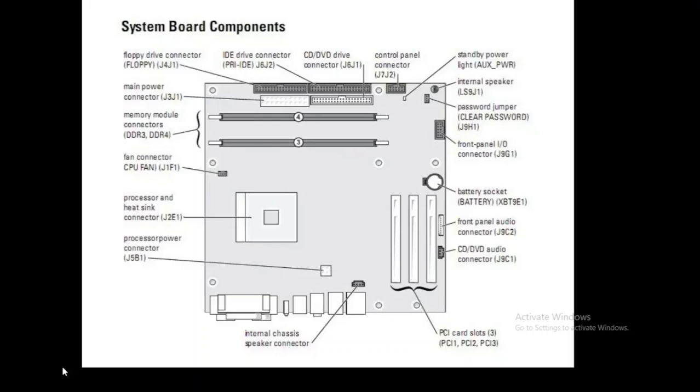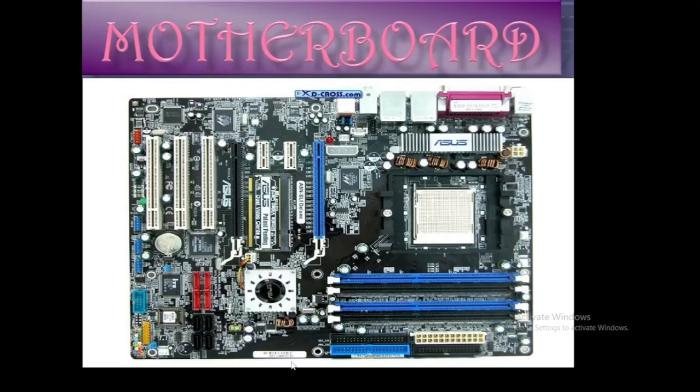You can see here system board components one by one. Floppy drive connector, IDE drive connector, DVD drive connector, front panel connector, control panel connector, and standby power light, internal speaker, and likewise you can see here. Motherboard. In this picture you can see a complex motherboard.